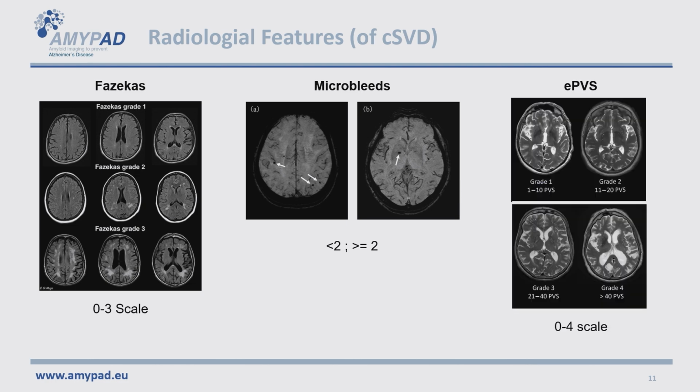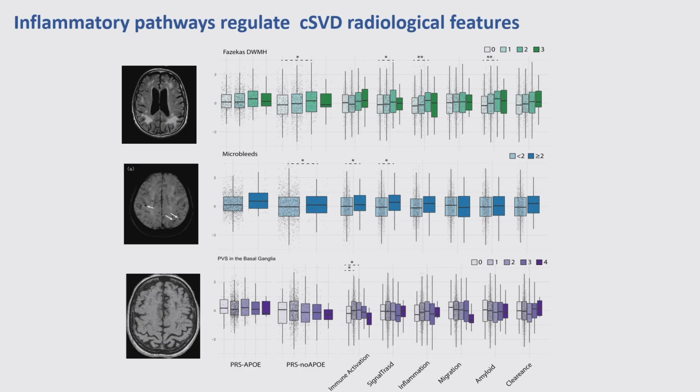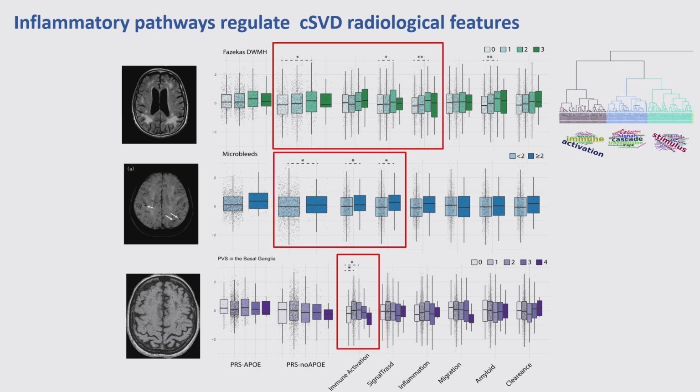And eventually, we look at enlarged perivascular spaces, which are these small spaces within the perivascular space. And this is a 0 to 4 scale, again, with 0 having no enlarged perivascular spaces and 4 having a lot of them. And when we look at the relationship of the pathways and the PRS with these markers, this is a very confusing figure, but I can focus your attention on some of them.